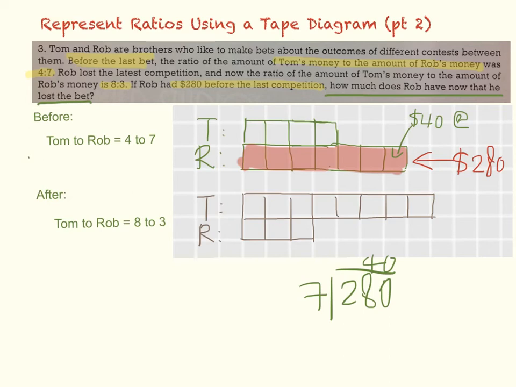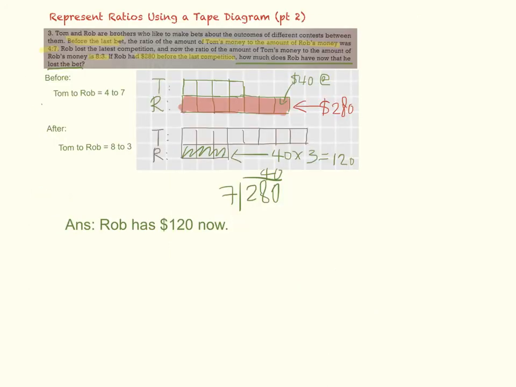Okay, so let's go back to the question. How much does Rob have now that he lost the bet? That means you need to find these 3 boxes down here. If each box is $40, then this part here is 40 times 3, which is $120. So there we have the answer. Let's write it down in a complete sentence. Rob has $120 now.